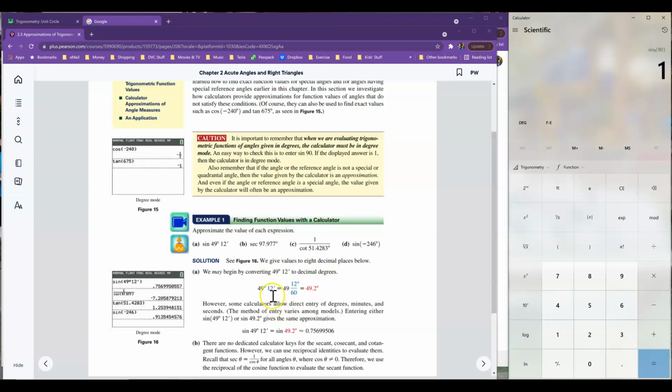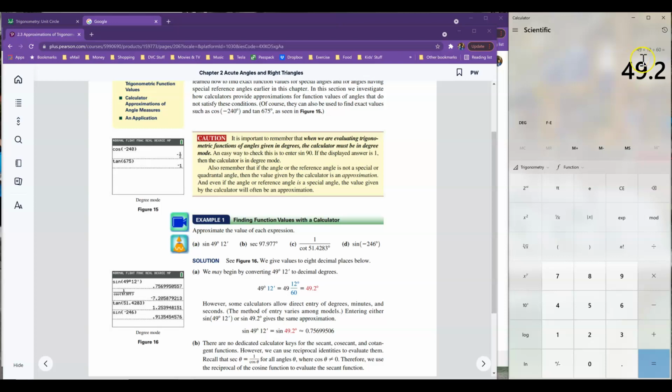And the way they do that is that each minute is a 60th of a degree. So if there's 12 of them, that's 12 60ths of a degree. So they make a mixed numeral here. That's 49 degrees plus an additional 12 60ths of a degree. And that simplifies to the decimal 0.2, so 49.2 degrees. I could do that over here by doing 49, and instead of trying to put in the mixed numeral, I can simply go plus and then do 12 divided by 60. And I get the 49.2.